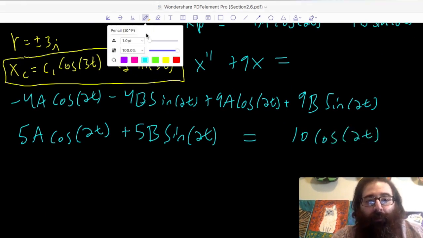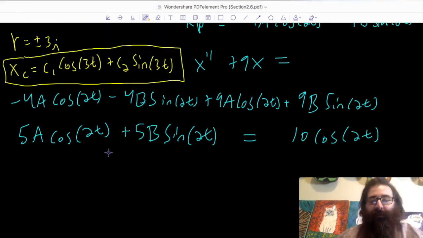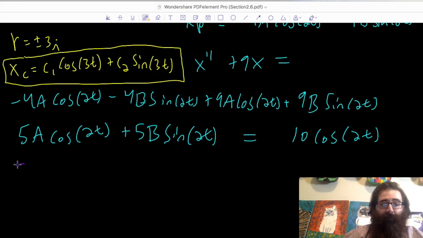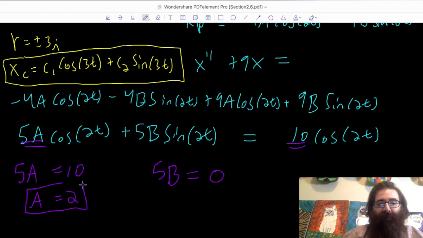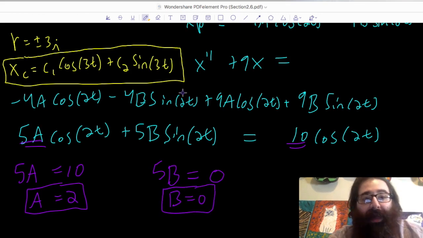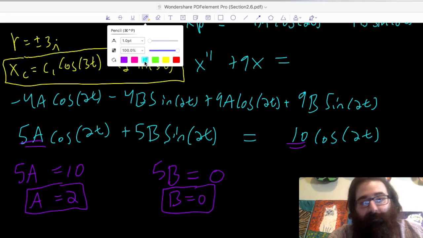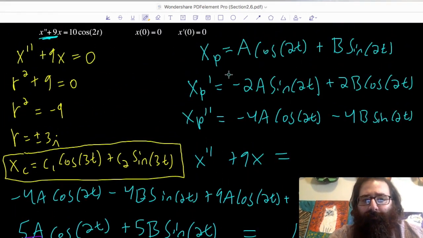But we notice from this right away that sine is missing, and we only have cosine on this right-hand side. So that means 5a, my coefficient on cosine of 2t, must be equal to 10. But it also means that this 5b, the coefficient on sine of 2t, has to generate 0, so that it ends up not sticking around. So if 5 times a is 10, well, that means a is 2. And if 5 times b is 0, that means b has to be identically 0. So as I promised, that sine term doesn't end up needing to be part of this particular solution.